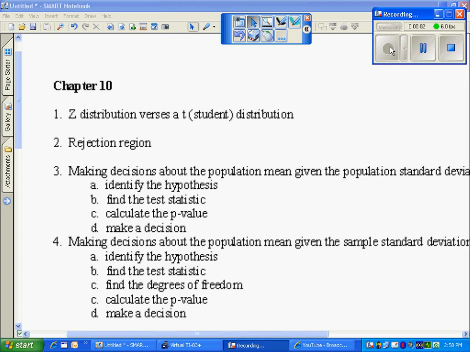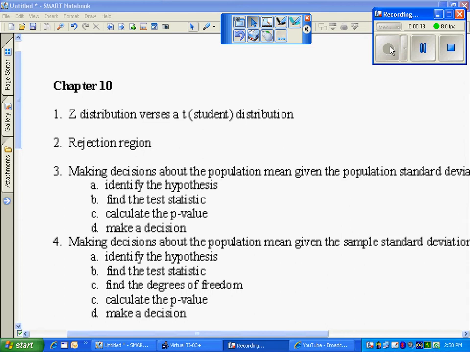Chapter 10 is a concluding chapter of the statistical course because what we're doing in Chapter 10 is using statistical inference to make conclusions about our decision. We're going to decide what we're going to do based on a probability or a percent.